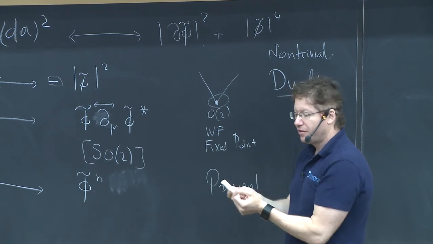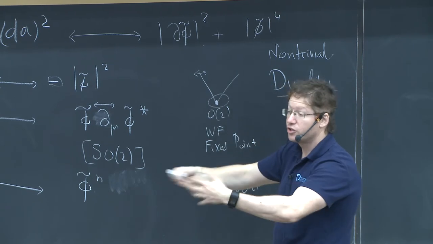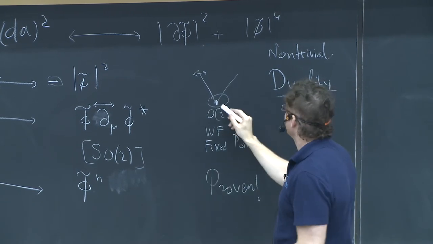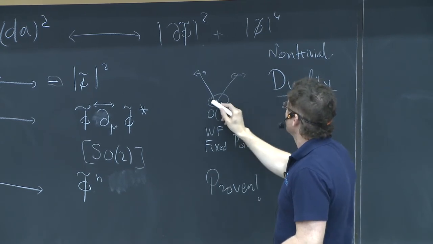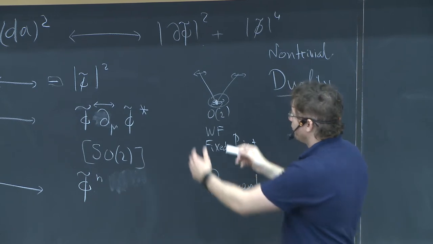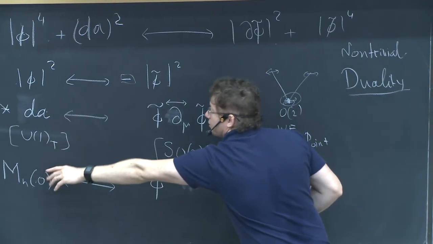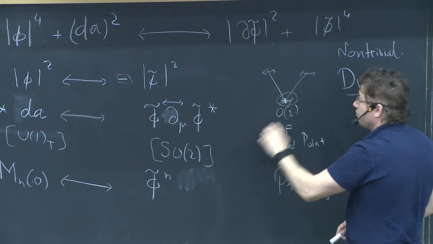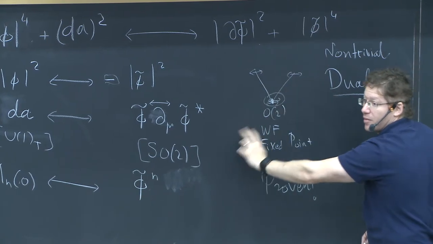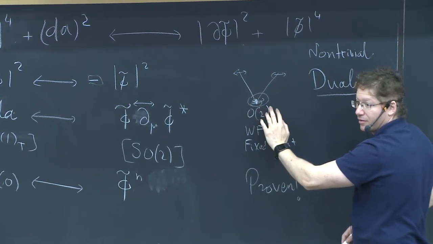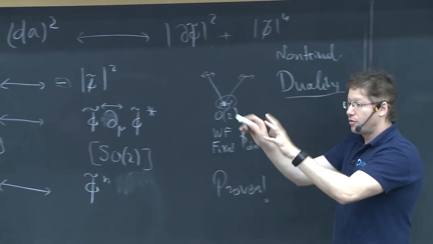And since they flow to the same fixed point, you can also do some deformation here in the UV. You add some operator in the UV, so that maps to some deformation of the infrared. And you do some deformation here, and that maps to some other deformation of the infrared. So when I write these arrows, that's what it means. That adding this to the Lagrangian in the UV would map to adding this operator in this Lagrangian. So they map to the same deformations of the fixed point. That's the subtle meaning of these arrows. These deformations just map to each other.